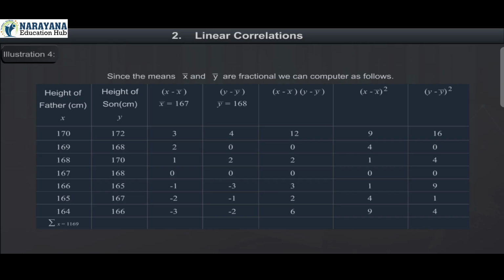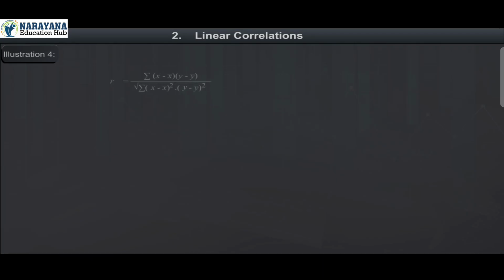Total: sigma x is equal to 1169. Sigma y is equal to 1176. Sigma x minus x bar is equal to 0. Sigma y minus y bar is equal to 0. Sigma x minus x bar into y minus y bar is equal to 25. Sigma x minus x bar whole square is equal to 28. Sigma y minus y bar whole square is equal to 34.